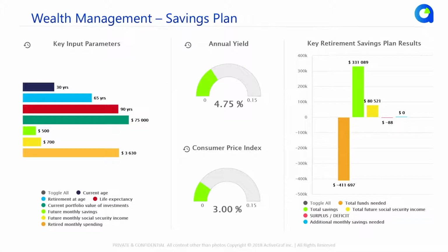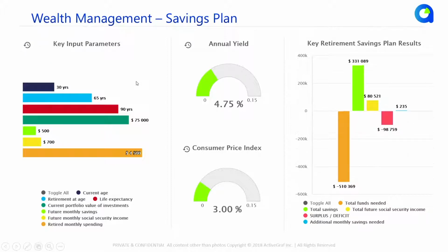So if the client was willing to cut back their spending after retirement from $4,500 to $3,600, well, that would cover the gap, but that's a large cut. Again, ActiveGraf has a very user-friendly interface. So what we can do is actually go back by steps, just undo, go right back to $4,500.